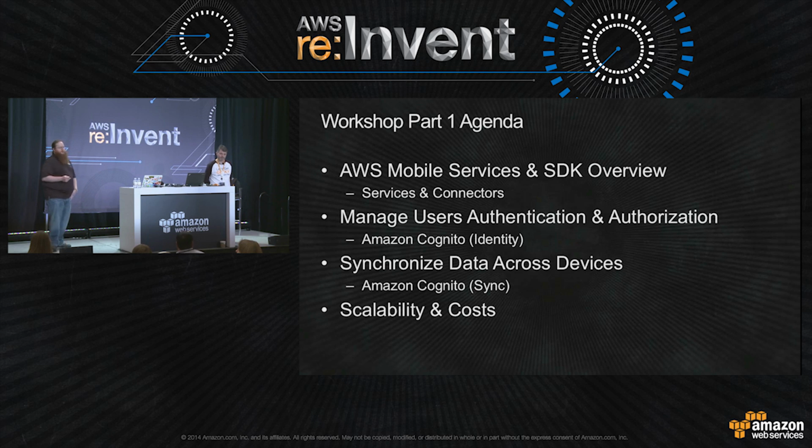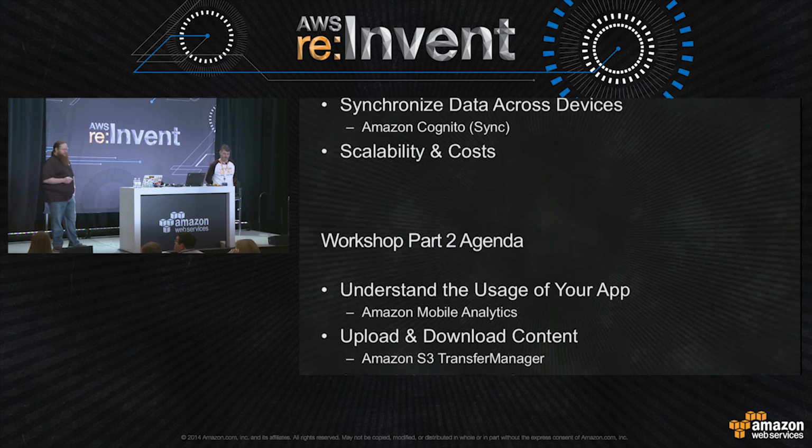In part 1, we'll overview the mobile services and SDKs, the offerings that we have. Then we'll talk about managing users and authentication with Cognito, the identity solution, as well as IAM. And then we'll talk about synchronization of data with Cognito. And then we'll talk about the scalability concerns and the costs associated with those services.